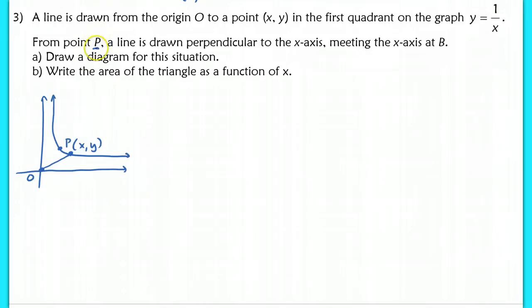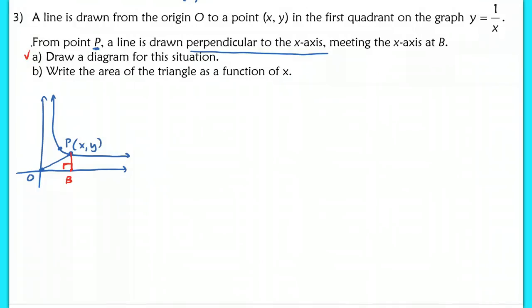Now, from this point, a line is drawn perpendicular to the x-axis, meaning it's going to be a vertical line drawn straight down from the point P. It meets the x-axis at the point B. So we have triangle OPB. Hopefully you're noticing that this is a right triangle. So we did our first job here, which was to diagram the situation.